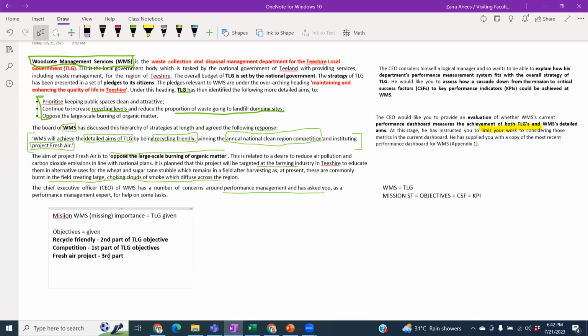Is this something which actually went unaddressed? See, the first part was prioritize keeping public spaces clean and attractive. Now there are two things. You have to keep spaces clean and also attractive. So the clean part has been addressed, but the attractive part has not been addressed. Because cleanliness is something else. Attractiveness of public spaces is something else. So the attractive part is missing.